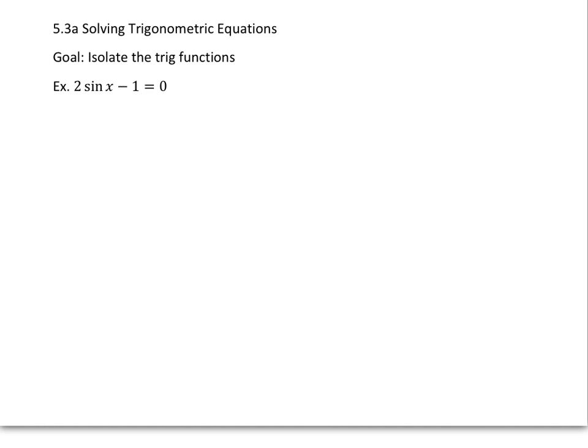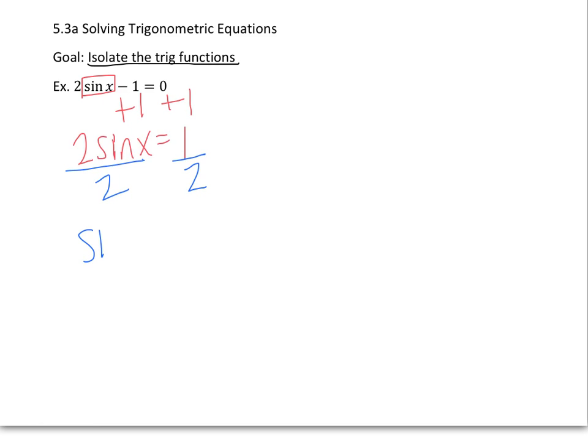In this lesson, we're going to solve trig equations, just like you solved algebra equations, except now your goal is to isolate the trig functions. So in this problem, we want to get sine x completely by itself before we can do anything else. So same rules of equality, add 1 to both sides. 2 sine x equals 1. I'm going to divide both sides by 2. So now I've got sine x equals 1/2.